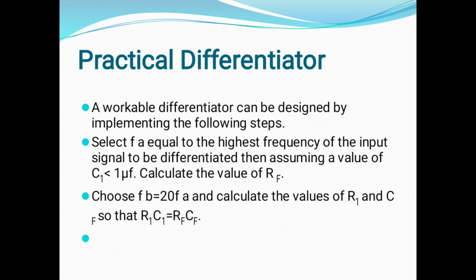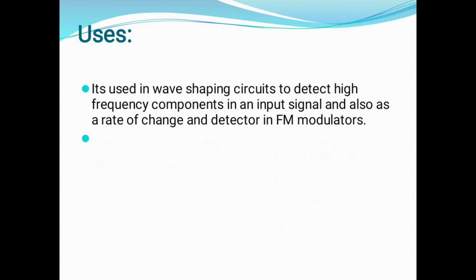The practical differentiator. A practical differentiator can be designed by implementing the following steps. Select fa equal to the highest frequency of the input signal to be differentiated, assuming a value of C1 such as 1 microfarad. Calculate the value of RF. Choose fb equal to 20 times fa. Calculate the values of R1 and CF so that R1 C1 is equal to RF CF.